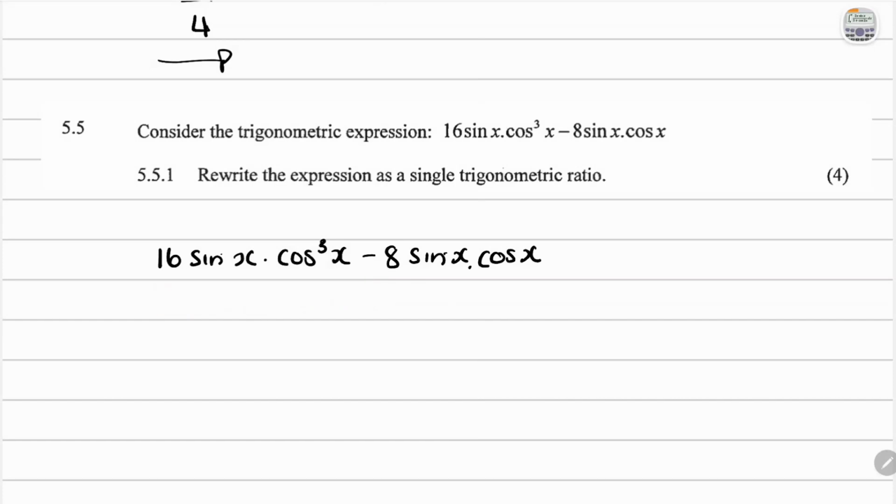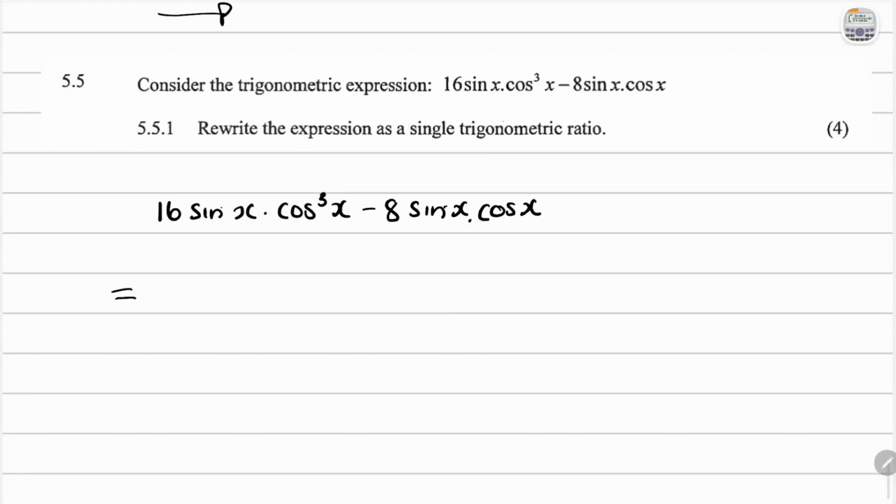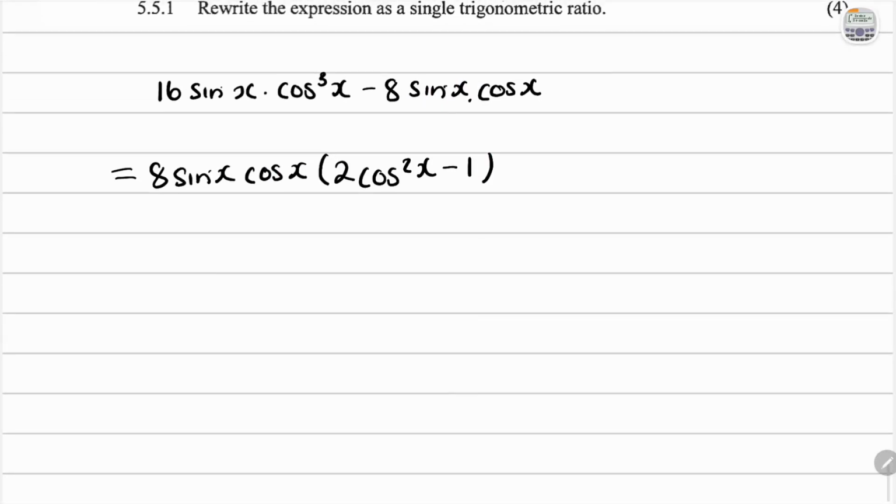The first type of factorization we can perform on this is taking out a common factor. So what is the highest common factor between these two terms? Well, with the 16 and the 8, it is 8. With the sine x and sine x, it's just sine x. And with the cos cubed x and the cos x, it's cos x. And what is left? When those divide, it's 2. Those divide, they cancel. And when these divide, it is cos squared x. And with this one, it's just minus 1 because it's the exact same thing. Okay, let's see how we can take this further.